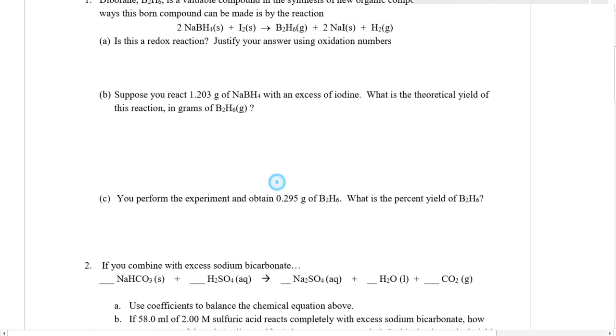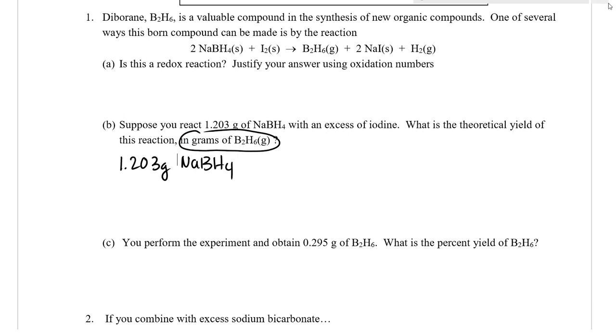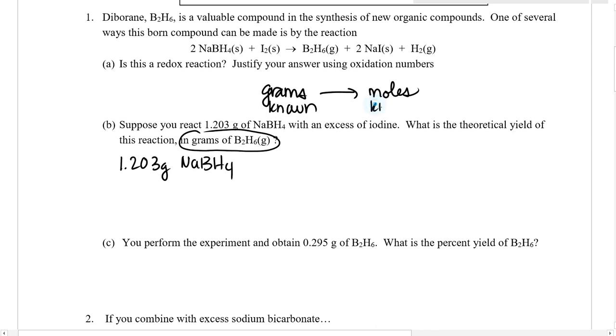All right, so we've got a first problem up here, and it says that suppose we react 1.203 grams of one of my reactants, NaBH4, with an excess of iodine. What is the theoretical yield of the reaction in grams of B2H6? So whenever I'm doing a stoichiometry problem, you can refer back to your mole map. And in your mole map, you should notice that your first step in your problem solving process is always going to be to find moles. So right now we've got grams of our known, so we know grams of NaBH4. My first step is to convert that into moles. So I'm going to look up on the periodic table and find that 1 mole of NaBH4 weighs 37.84 grams.